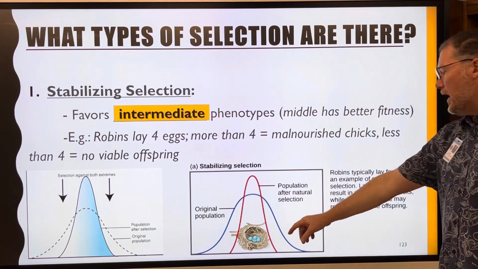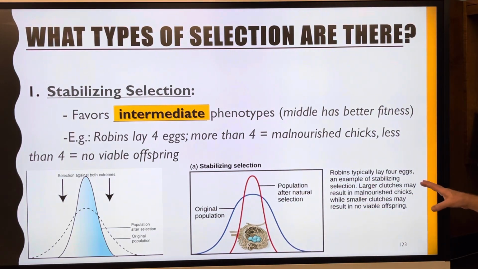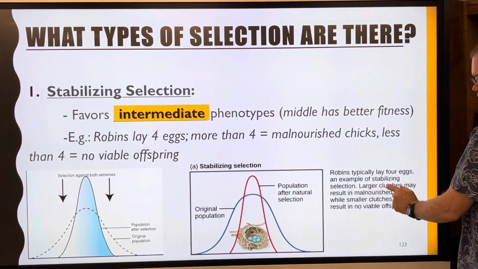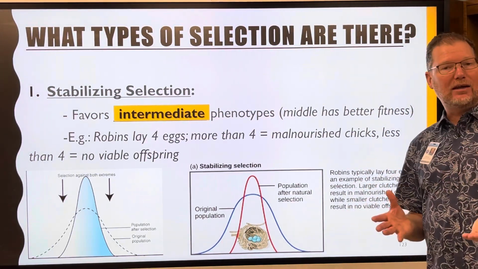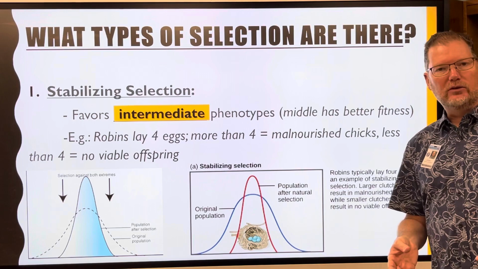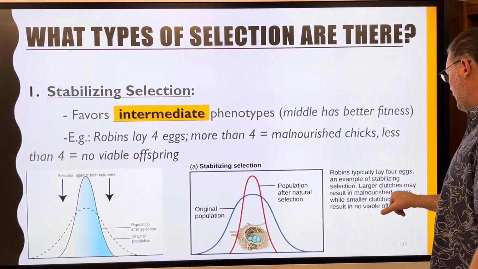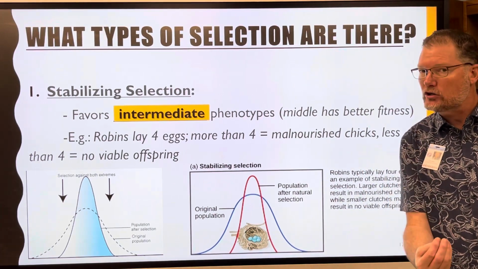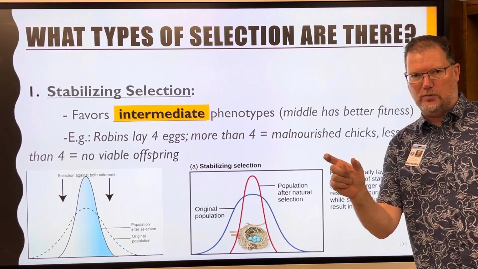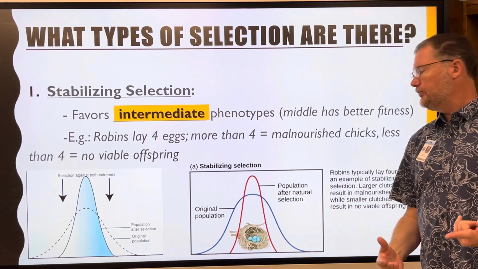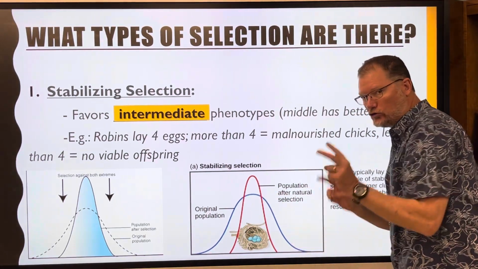Robins typically lay 4 eggs. Okay? An example of stabilizing selection: larger clutches may result in malnourished chicks. So better fit, larger clutch, more eggs. You think, oh, they're laying more eggs, they're going to have a higher survival rate. Not always, because the parents might not be able to feed all the babies, so the babies would be malnourished. Malnourished means bad nourishment, right? They don't get enough nutrients, so they get weak and die. You see? That would be this side, the greater, larger fitness.